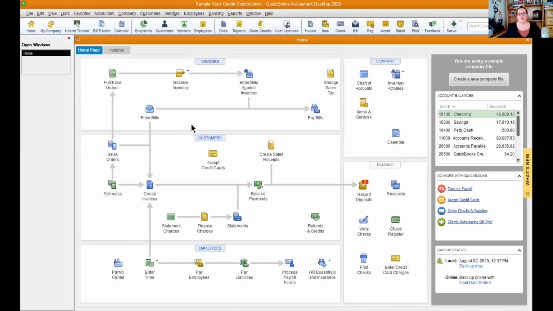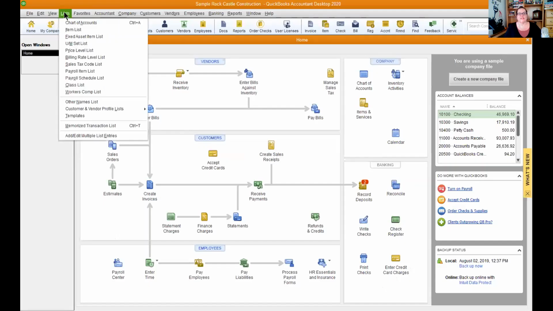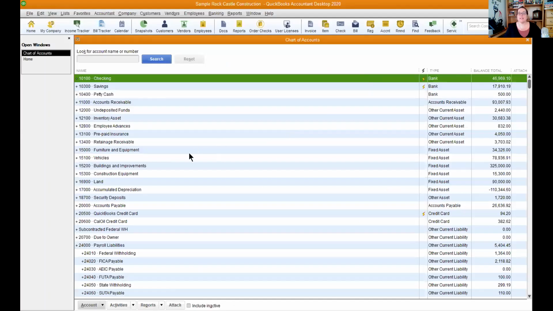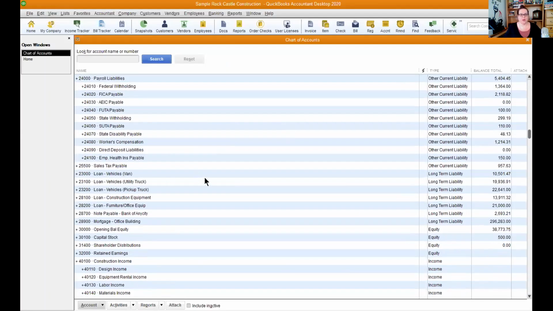When you go to set up an account in QuickBooks, you are going to go to Lists and Chart of Accounts. Alternately, if you have your menu open, you can choose just Chart of Accounts from here. First, if you're using account numbers, you might want to scroll through and find out what an available account number is so that you can go ahead and get that assigned. The PPP is being set up as a short-term or a current type of liability.